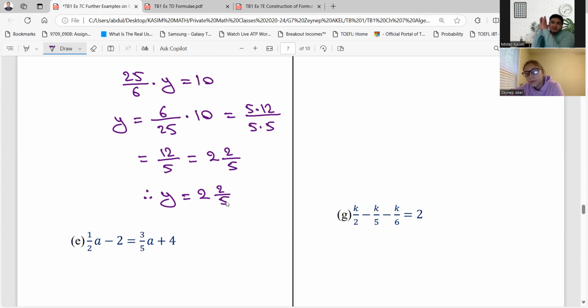That's it. The idea is the same. We are doing the same thing, just the numbers are different. Now try question E, Zeynep. Move a to the left, minus 2 to the right, and simplify, and move the fraction to the right-hand side by flipping it.